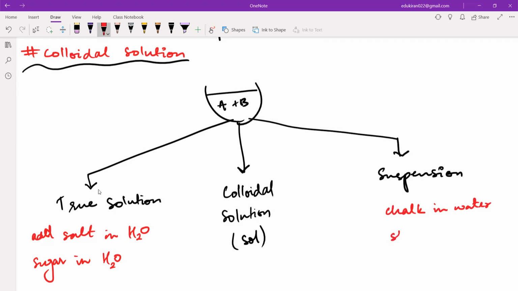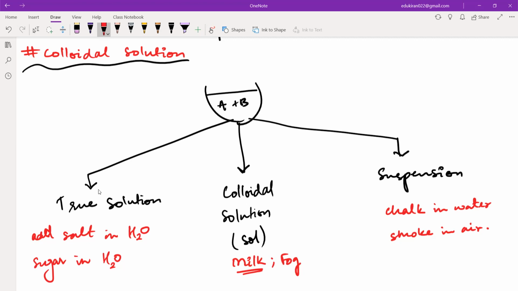Then what else? Smoke in air. Okay, smoke in air. So this is a gaseous solution. Now colloidal solution, there are two things that you should remember. You remember milk. Okay, so milk is a colloidal solution. And similarly, if you have fog, not smog, fog. So fog will be a colloidal solution.